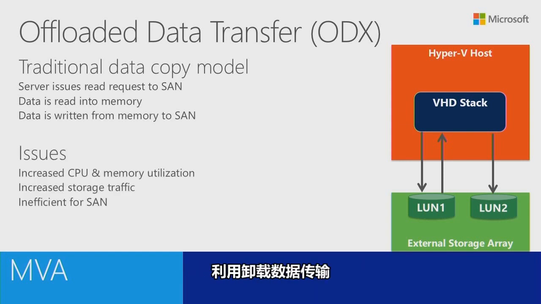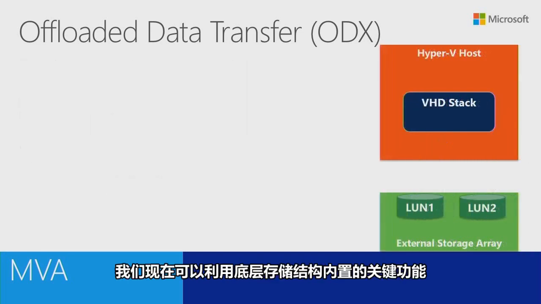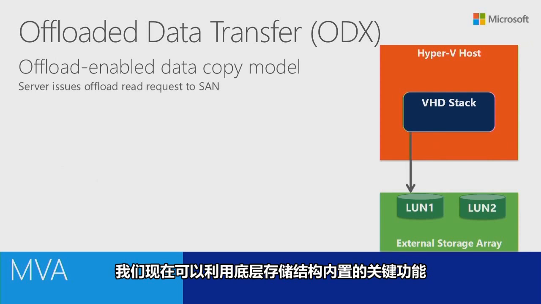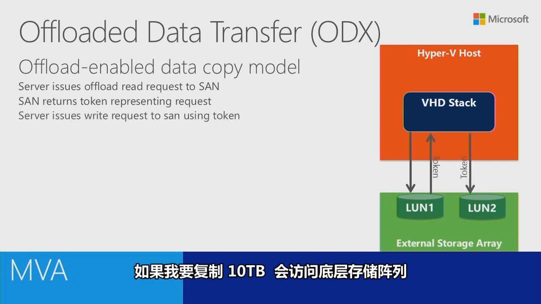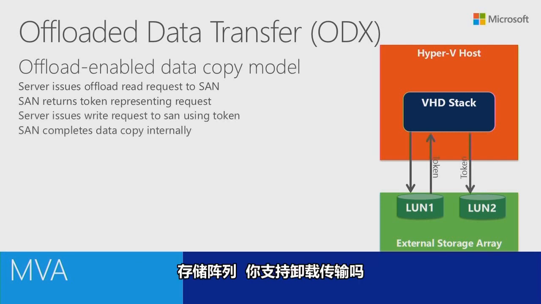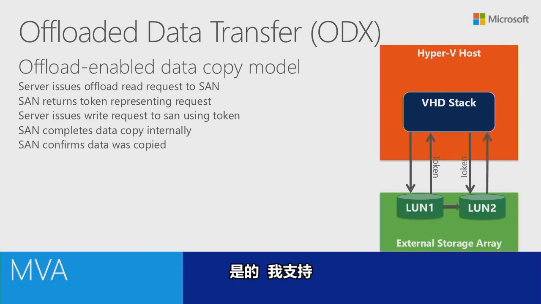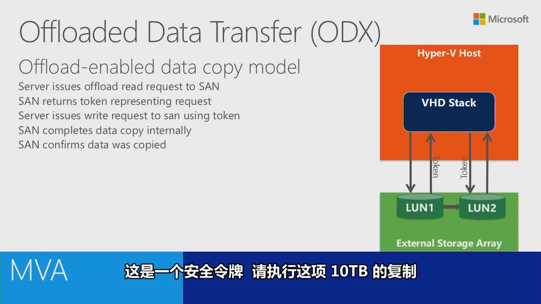With offloaded data transfer, we are now taking advantage of the key capabilities built into your underlying storage fabric. With Server 2012 now, it's changed. With Server 2012, if I want to copy 10 terabytes, I go to the underlying storage array and I say, storage array, hey, do you support offloaded data transfer? The storage array comes back and says, why, yes, I do. Fantastic. Here's a secure token. Please perform that 10 terabyte copy.